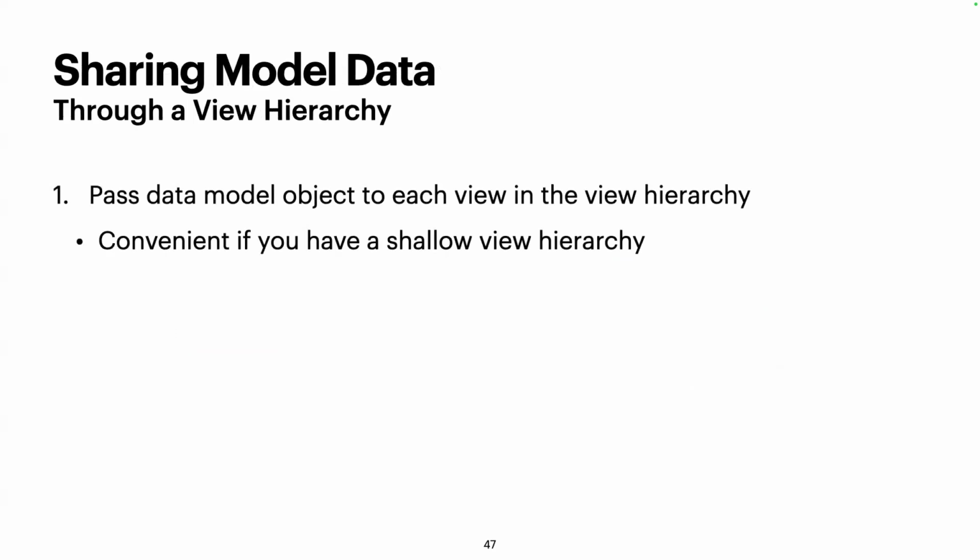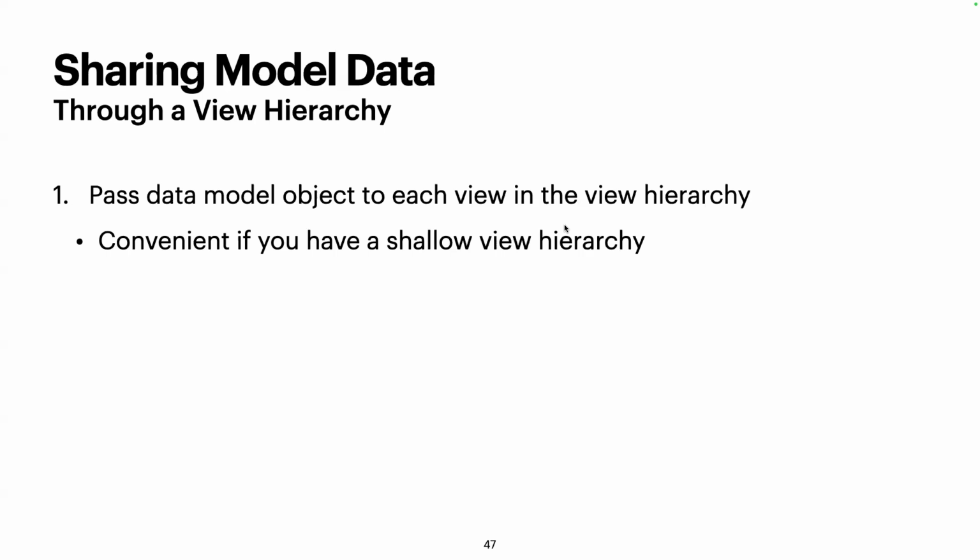So there are multiple ways that you could share model data within a view hierarchy. You could pass an object to each view in your view hierarchy. What this means is, let's say you have a parent view and a subview. For example, A, B, C, D, where B is a subview of A, C is a subview of B and A. So you could pass a variable or object from A down to B, and then B down to C, and then C down to D, right?